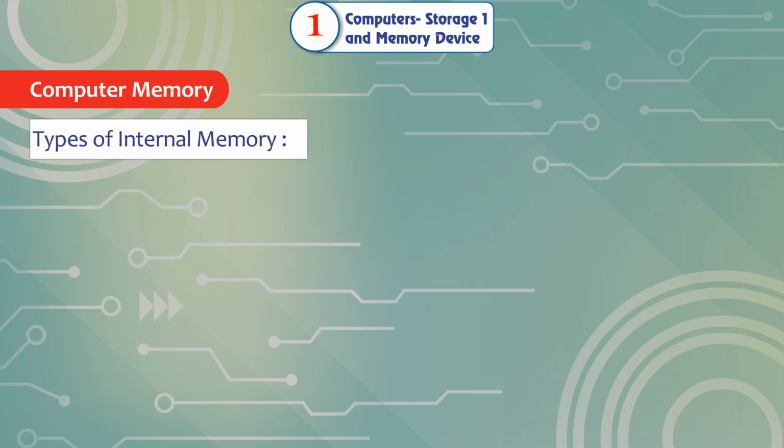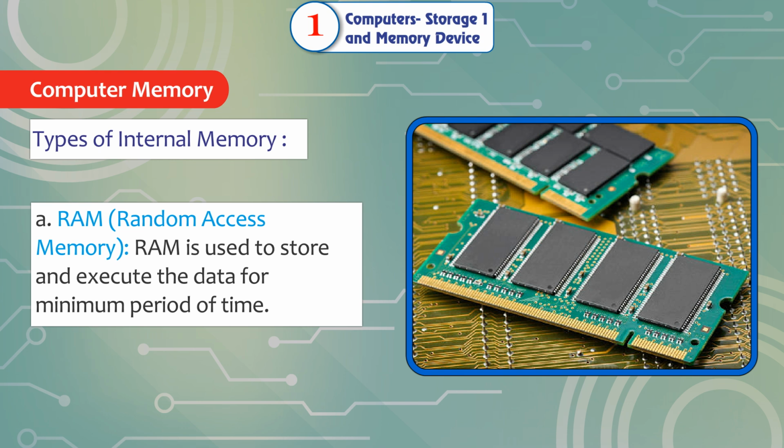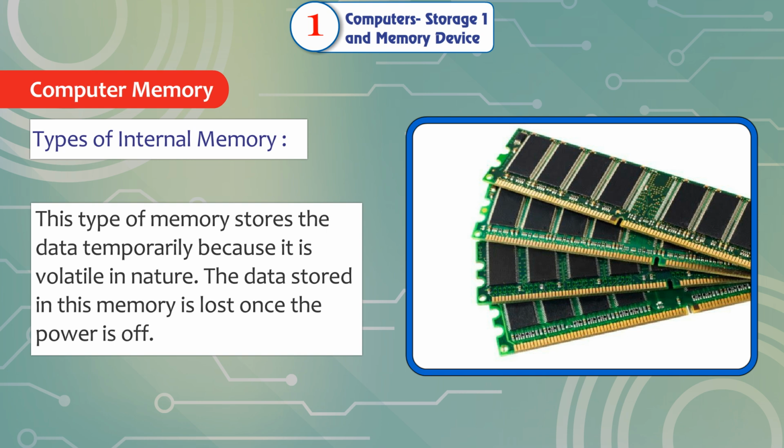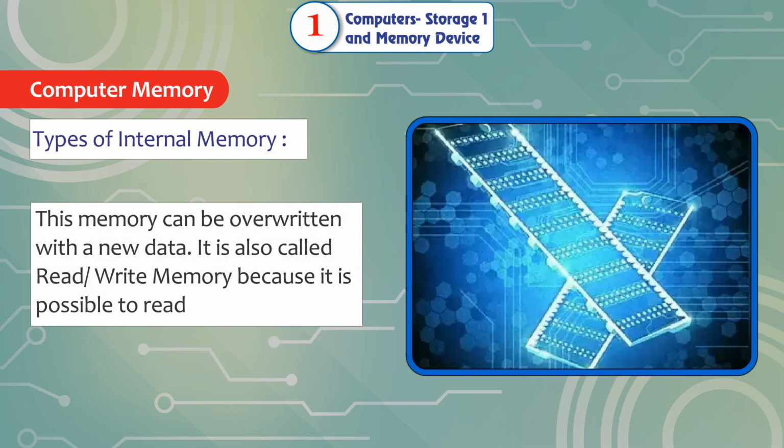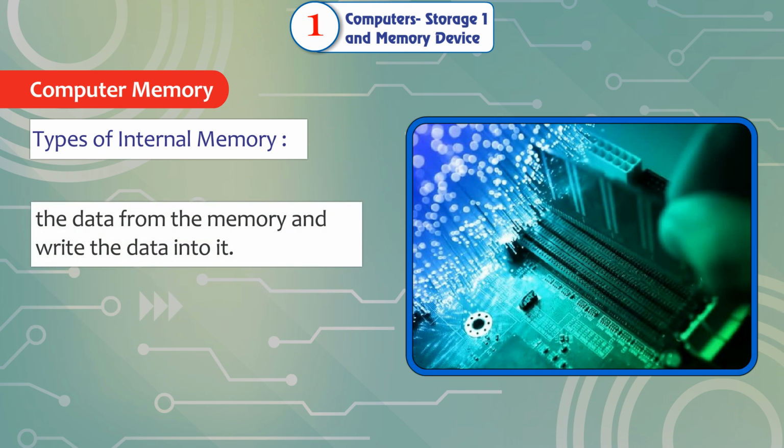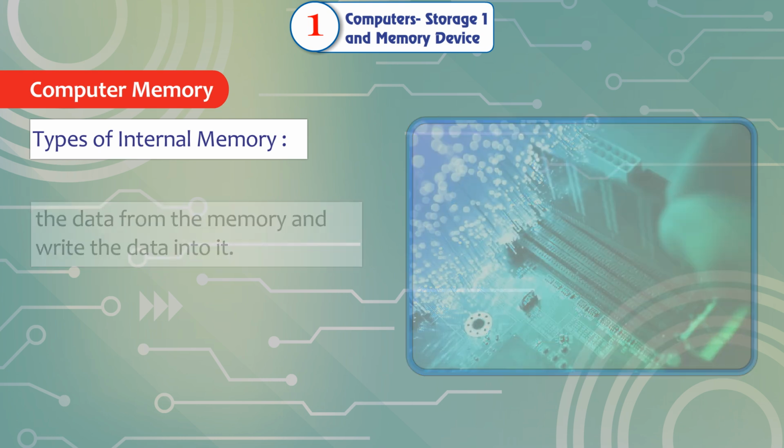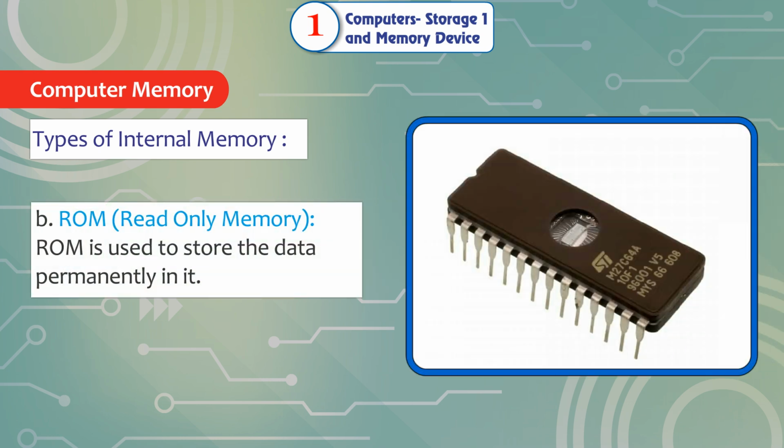Types of internal memory. RAM, random access memory. RAM is used to store and execute the data for a minimum period of time. This type of memory stores the data temporarily because it is volatile in nature. The data stored in this memory is lost once the power is off. This memory can be overwritten with new data. It is also called read/write memory because it is possible to read the data from the memory and write the data into it.